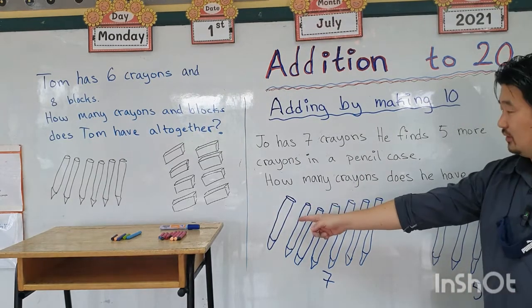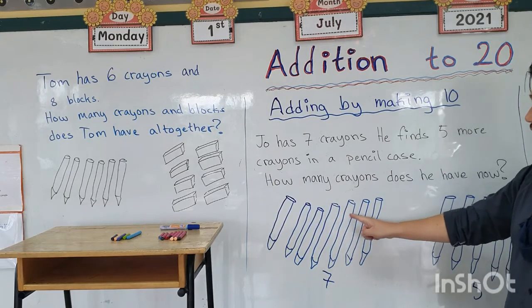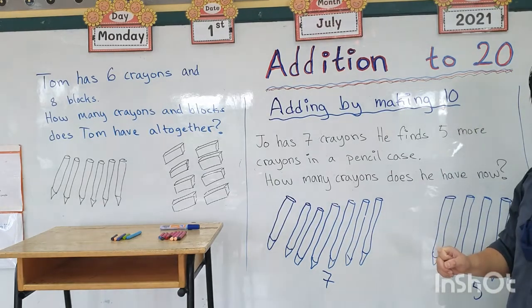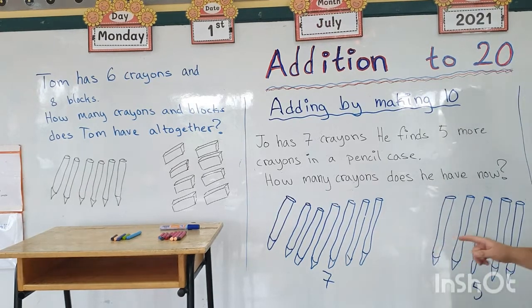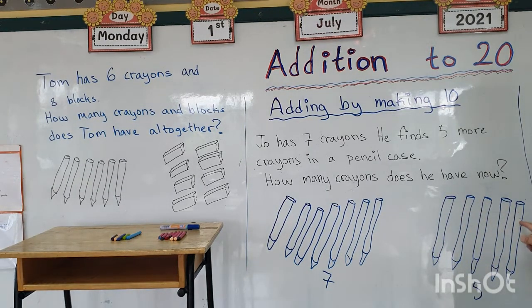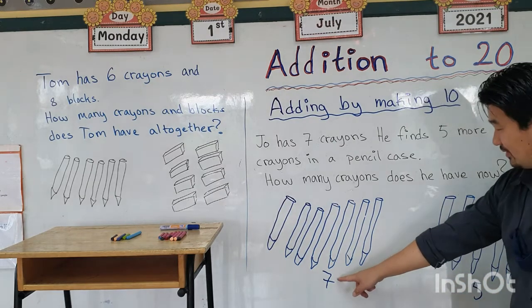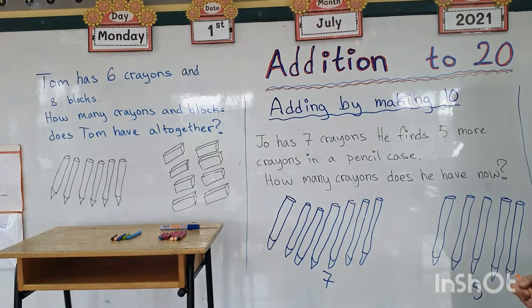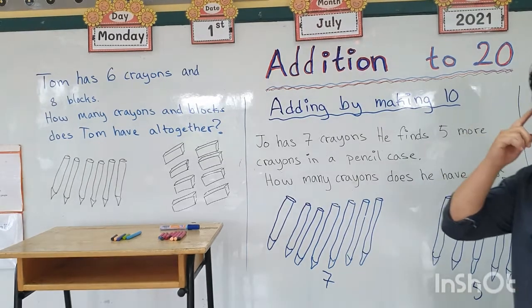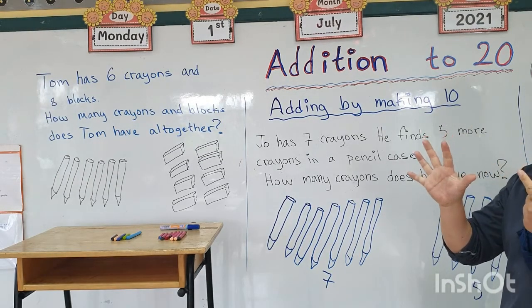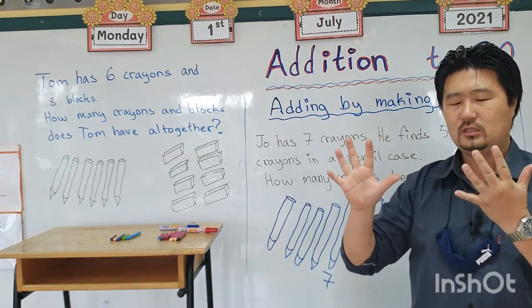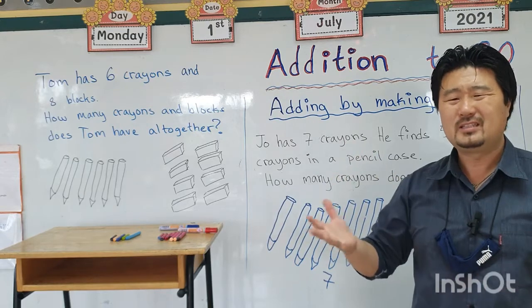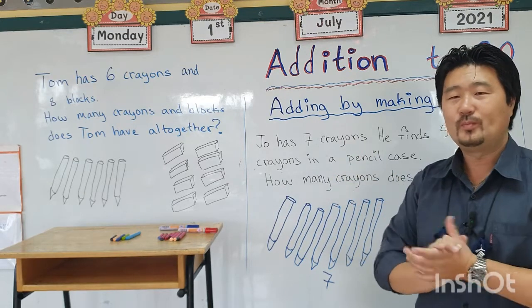So if you look here, 1, 2, 3, 4, 5, 6, 7. He has 7 crayons to start with, and then he is lucky. He finds 1, 2, 3, 4, 5 more. So 7 plus 5 equals, I know, now you have to think, 7 plus 5. So then maybe go 7, 8, 9, 10. It is a little bit slow.